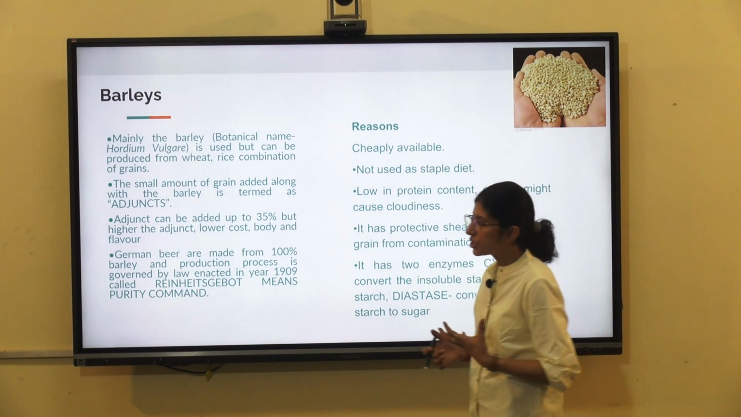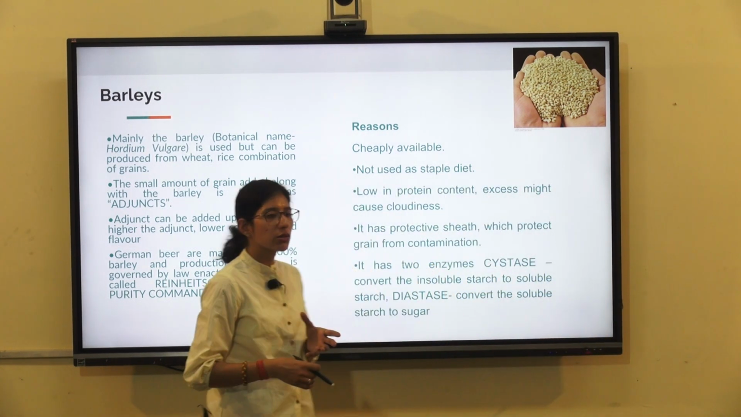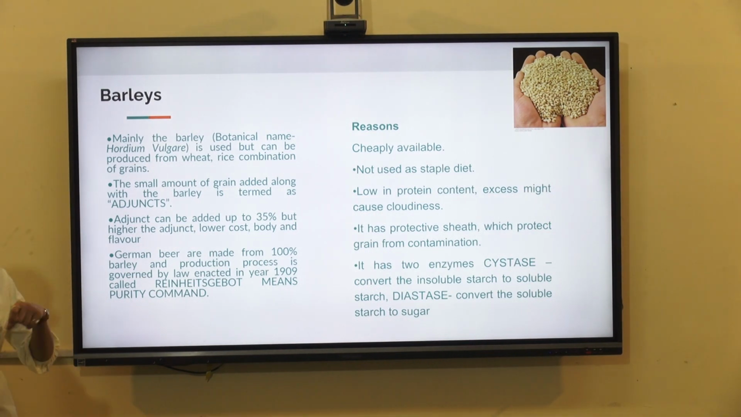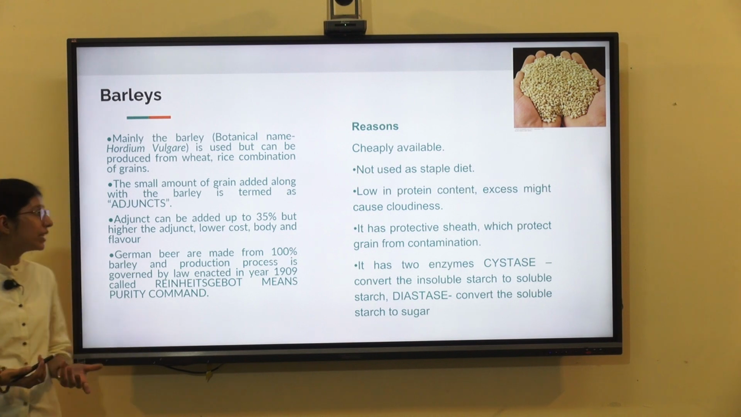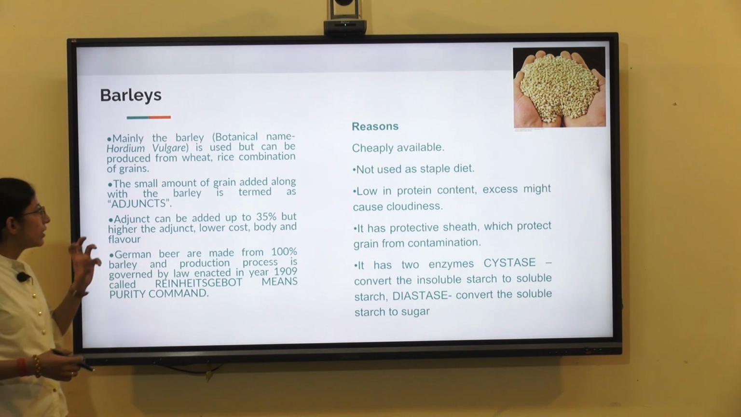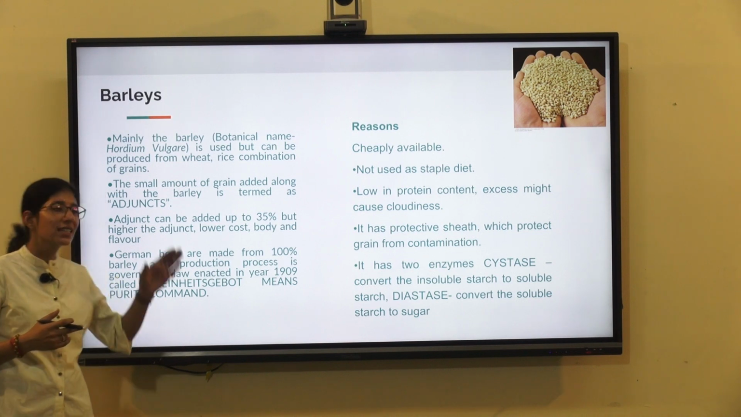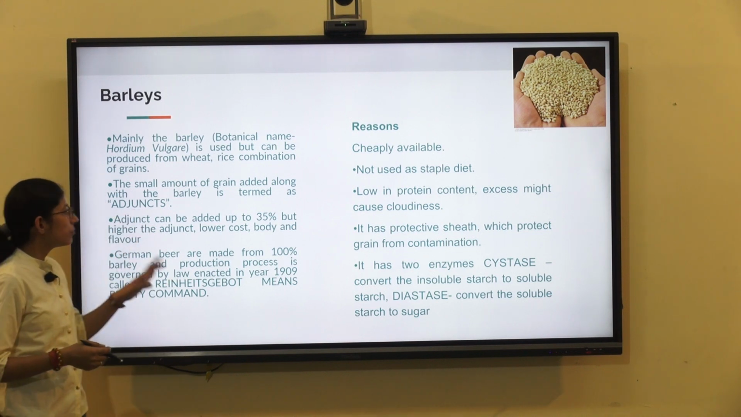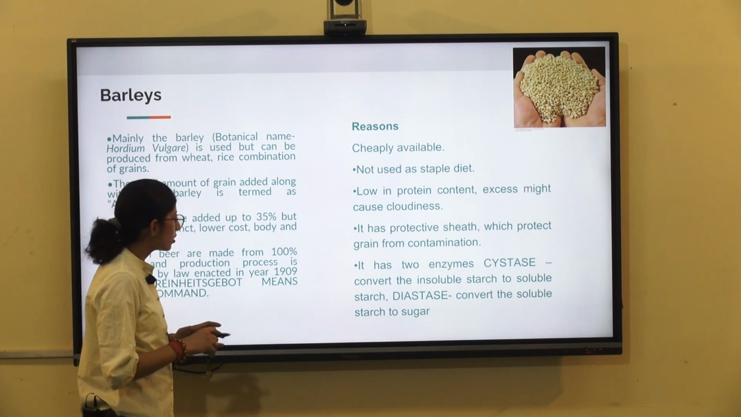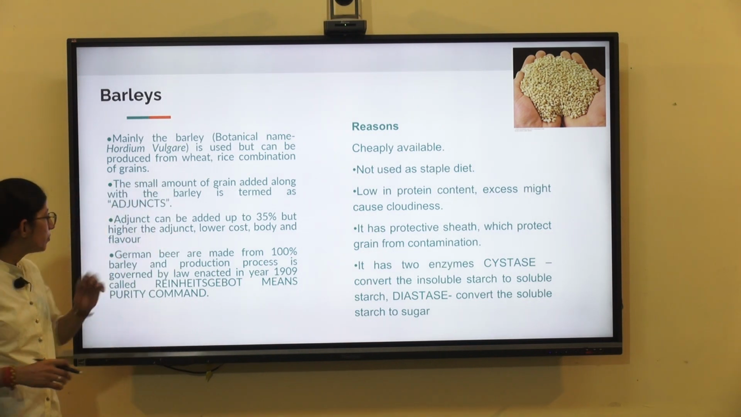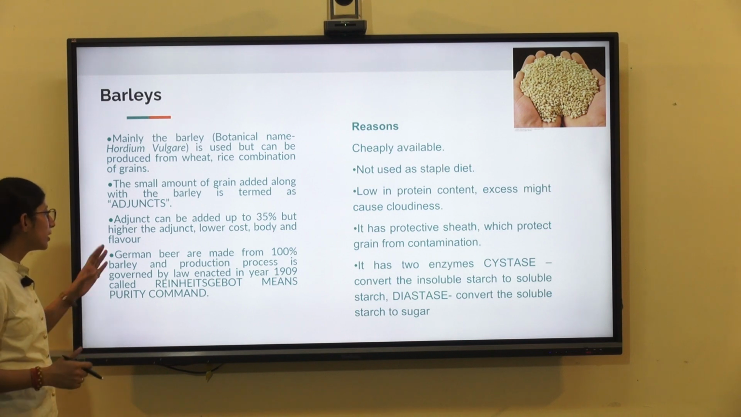Among alcoholic beverages, especially beer, the majority also contain the same, and it has the biological name of Hordeum vulgare. It can be used for the production of a combination of wheat, rice, maize, and many others. When a small amount of barley is broken and used, it is known as adjunct. It can only be used up to 35% in the production house, but it also lowers the cost and lowers the body of the beer. Now, German beers are made from 100% barley.